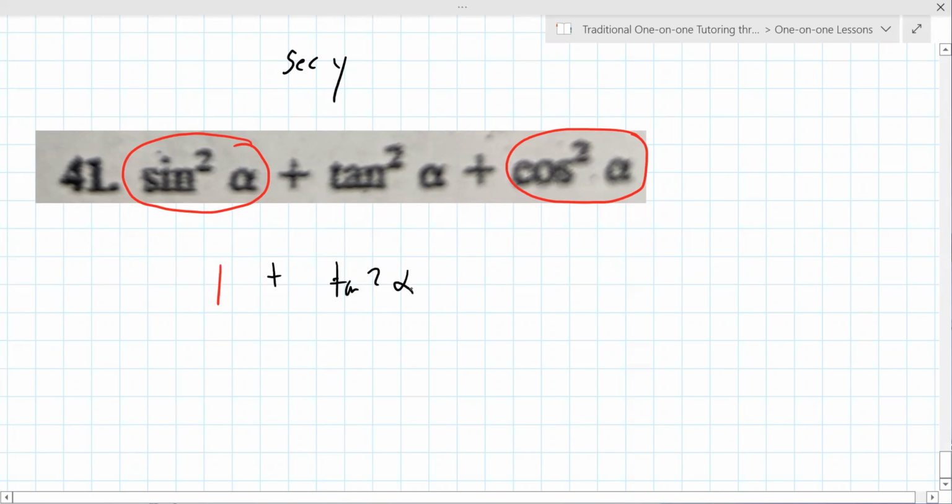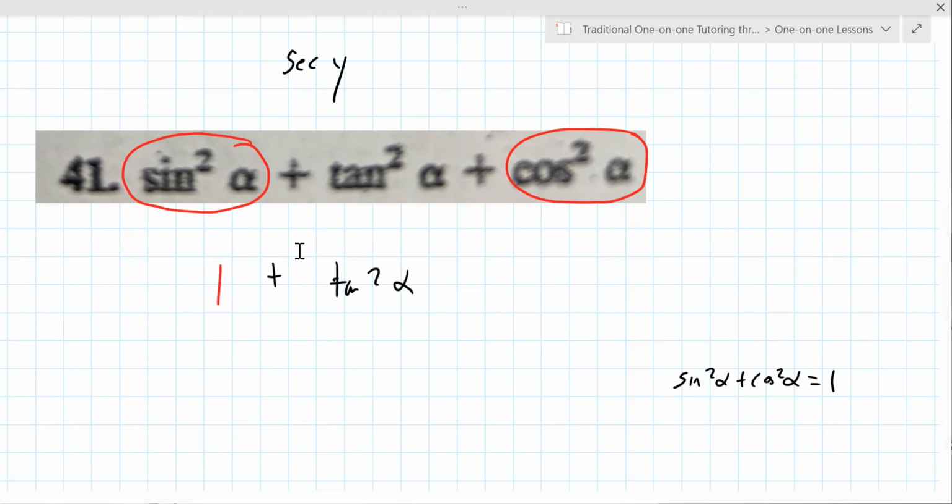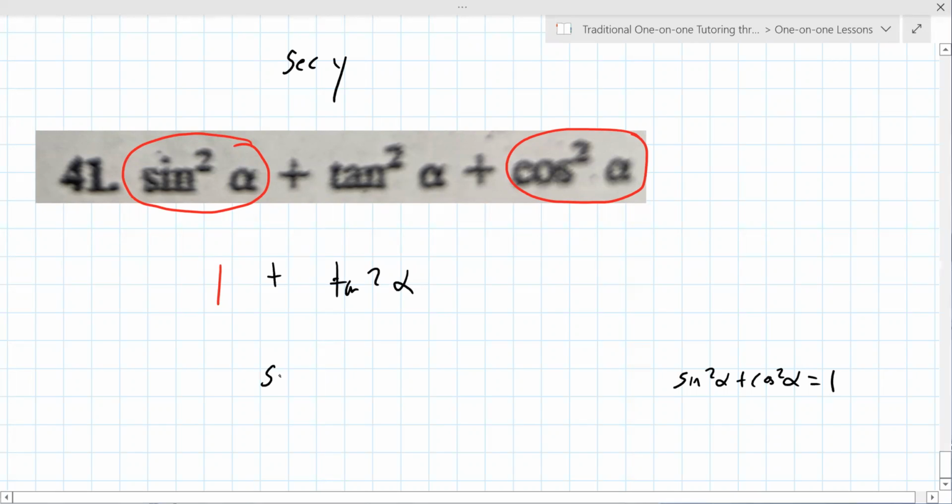Oh, and I guess some teachers really want you to cite the identity. They want you to say like, oh, sine squared alpha plus cosine squared alpha equals 1. I think because you're using the identity, it's clear, but sometimes they want you to write that. Now how about this 1 plus tangent squared alpha? That becomes secant squared. Exactly. Yeah, secant squared alpha. And that's, I think, what the right-hand side is.